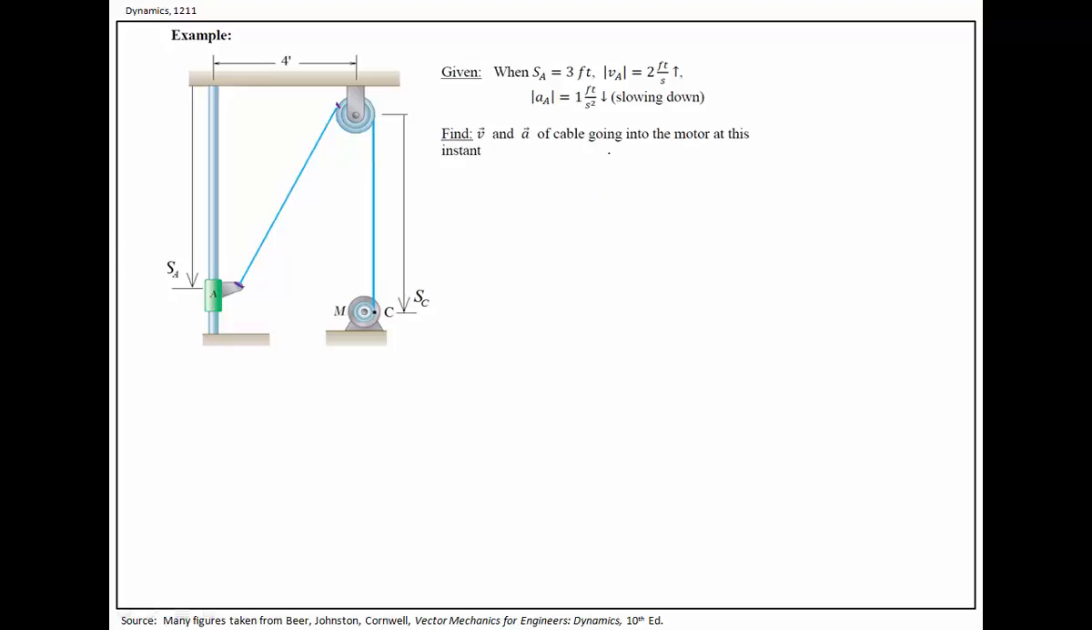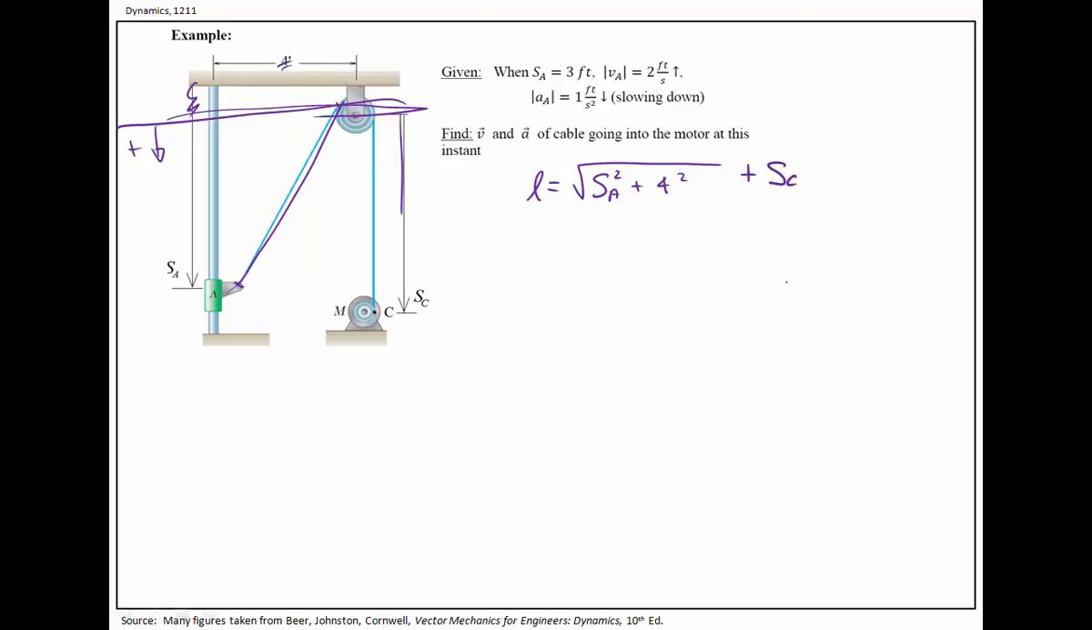So first off, we can make a datum, I guess, that I'm going to make. I'm going to use coming down this way, make that plus. The length of this cable is going to be equal to the square root of SA, I guess I decided to use S this time, squared plus 4 squared, because this is 4 feet right here. We're trying to find this length right here, the hypotenuse. And then plus SC right here, which is measured from this datum. Anyway, that's going to be SC.